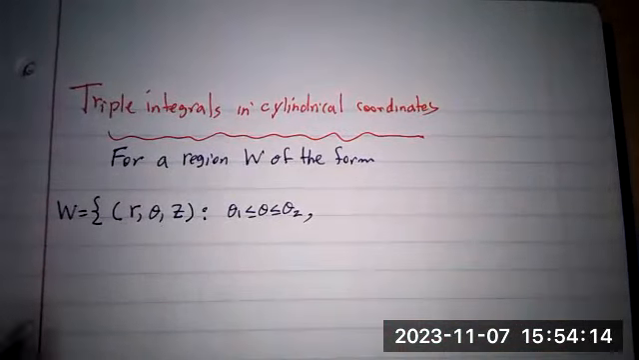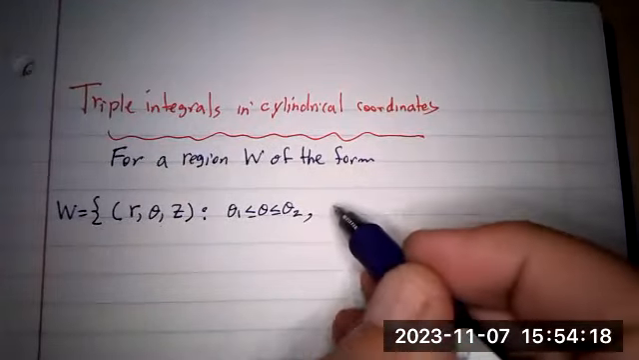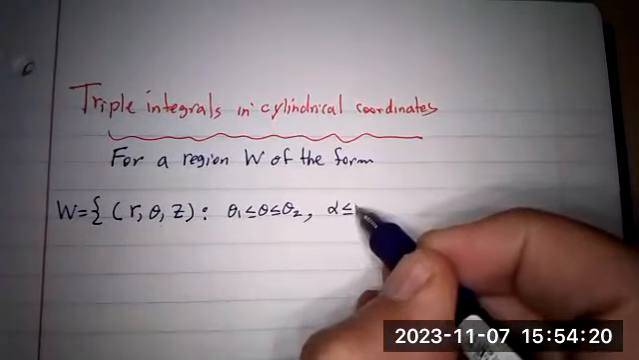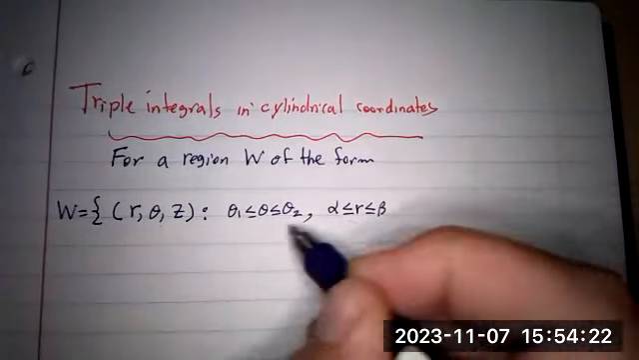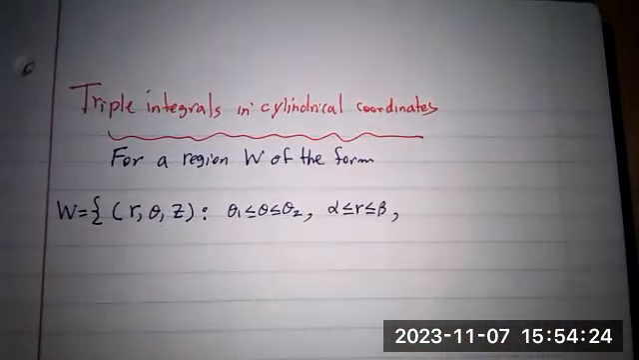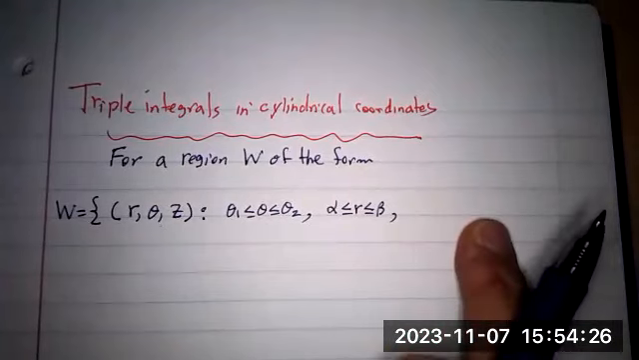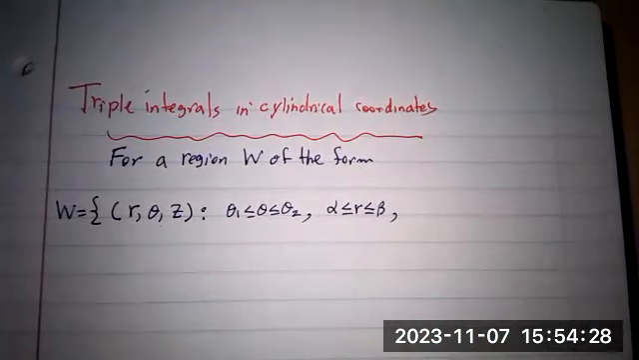Then you have r, a radius, which is going to be between two fixed numbers, which we call alpha and beta. Then you get the z. Z can be a function of r and theta. That's why you have to integrate with respect to z first. So z would be a function.